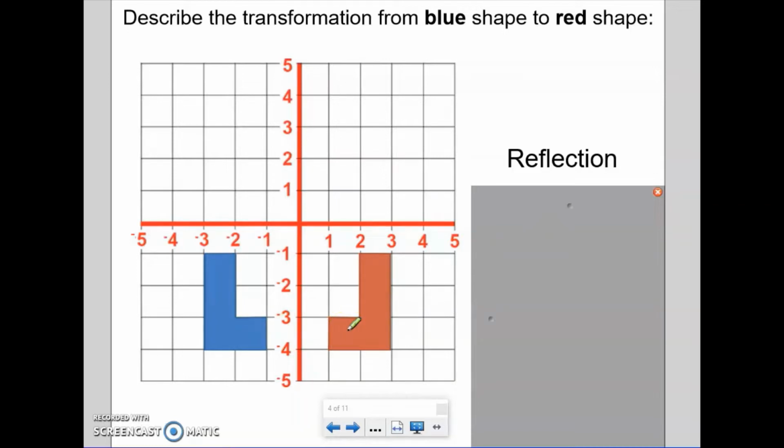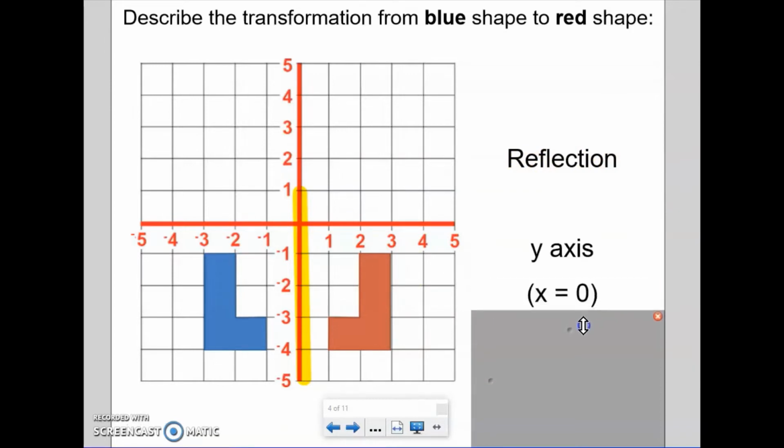If I decide it's a reflection, I also need to comment on the mirror line. I need to give the equation of the mirror line. So this blue shape is reflected in this line here. So this line here is, of course, the y-axis. The y-axis is also known as the line x equals 0. So what I would be stating here is this transformation is a reflection in the y-axis or the line x equals 0. So I've stated my transformation, and I've also given some information about the mirror line.